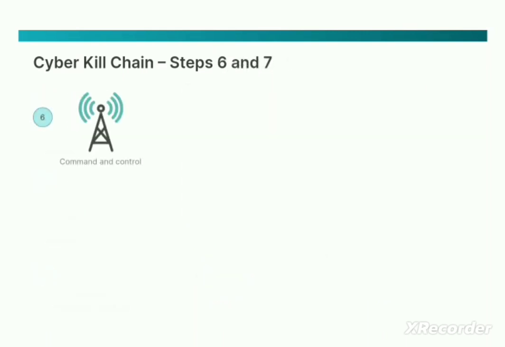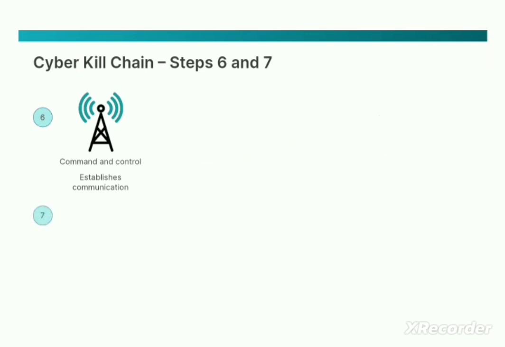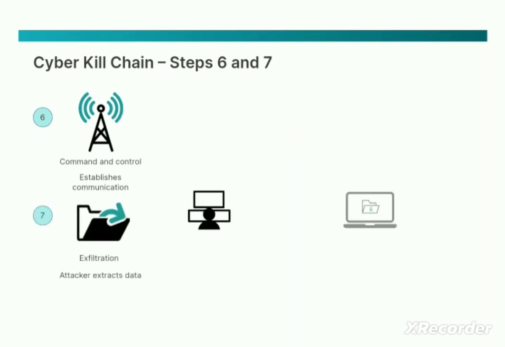The sixth step is command and control, in which the attacker establishes a means of communication with the compromised systems. This may involve setting up a command and control server or using other methods to communicate with the compromised systems remotely. The final step in the cyber kill chain is exfiltration, in which the attacker extracts the data or other assets that were the goal of the attack. This may involve copying sensitive data to a remote location, or using the compromised systems to launch further attacks on other targets.